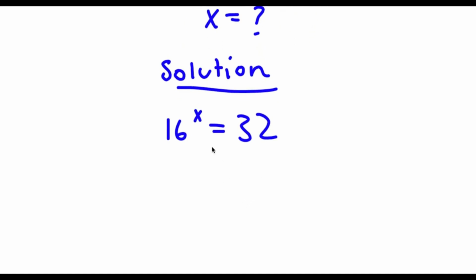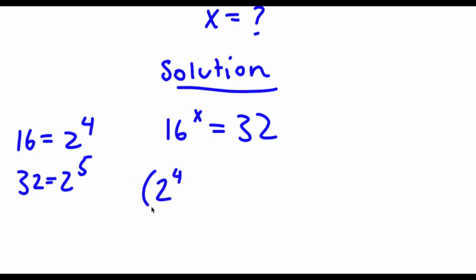So 16, this is the same thing as 2 to the power of 4. And 32, since we want to make both of these the same base, I need to find what power of 2 makes 32. Well, 2 to the power of 5, this is going to be double of 16, and double of 16 is 32. So 32 is equal to 2 to the power of 5. So now if I replace 2 to the power of 4 for 16 and 2 to the power of 5 for 32, I get 2 to the power of 4 to the power of x is equal to 2 to the power of 5.